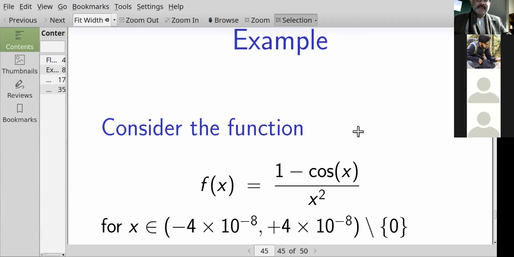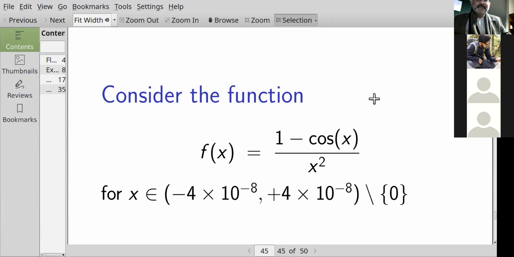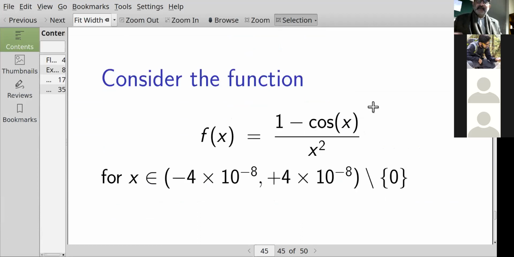Okay, let's consider another example. So you have a function, f of x is equal to 1 minus cos of x over x squared. And I'm going to allow the values of x to go between minus 4 times 10 to the minus 8 to plus 4 times 10 to the minus 8. And we have to take out 0 because otherwise we'd have a division by 0 squared, which would be silly. Okay, now for very small values of x, what should this be, approximately?